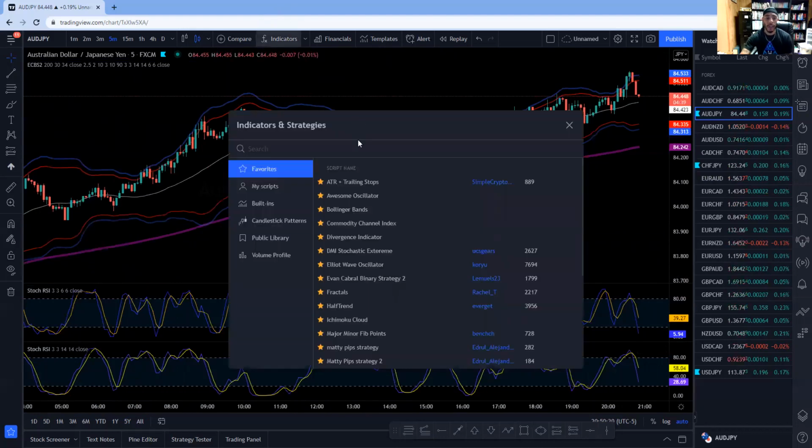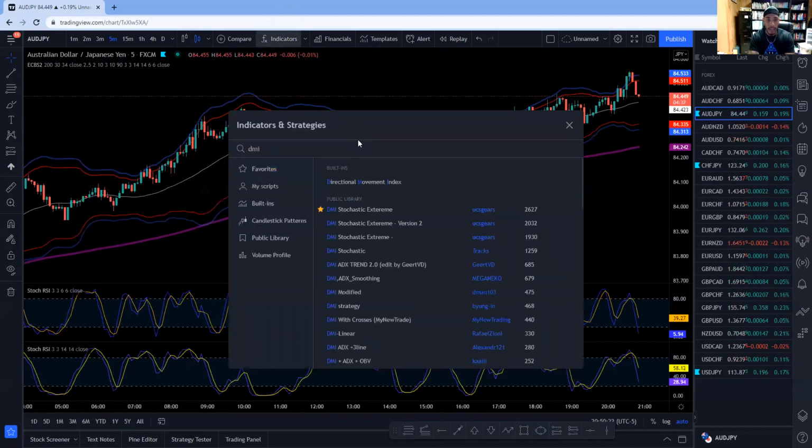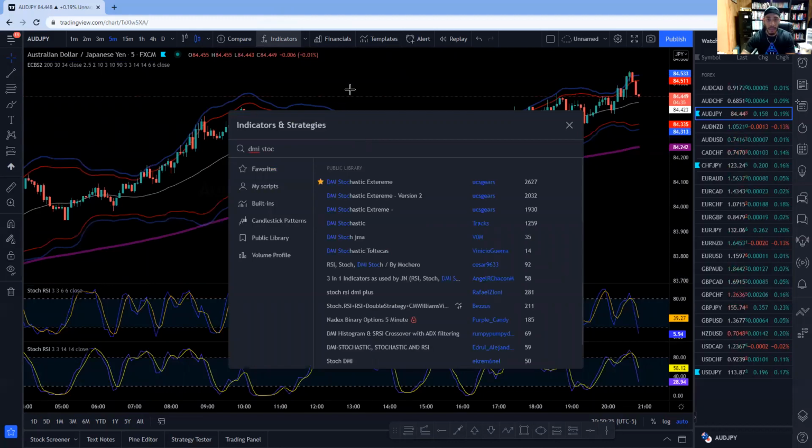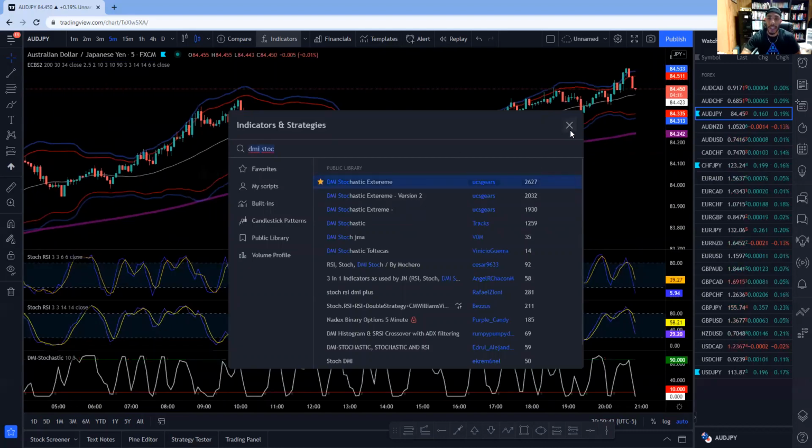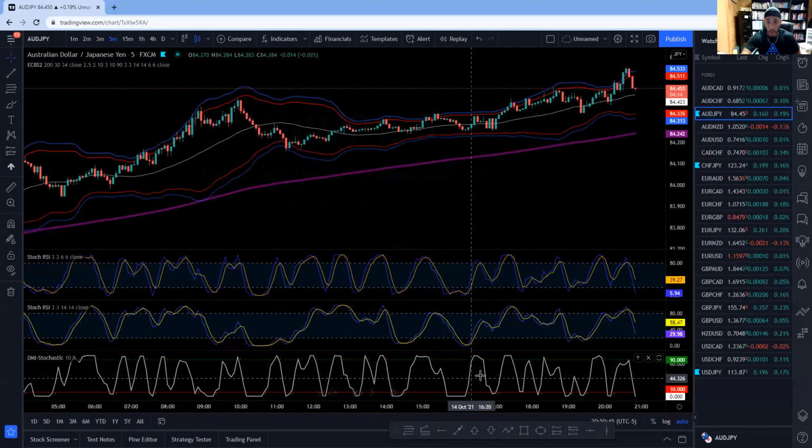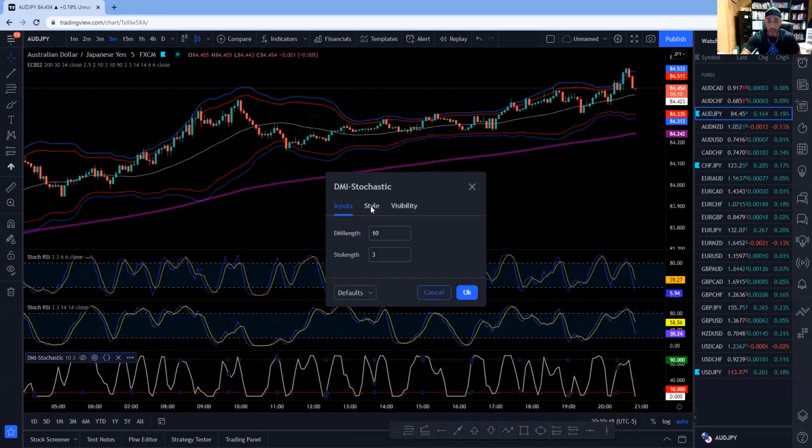All right, last indicator, DMI stochastic. It's going to be this DMI stochastic Extreme by UCS Gears. Now, be careful because there's one that says DMI stochastic extreme with the little dash. We don't want to use that one. We want to use the DMI stochastic extreme. So click that, and this will pop up.